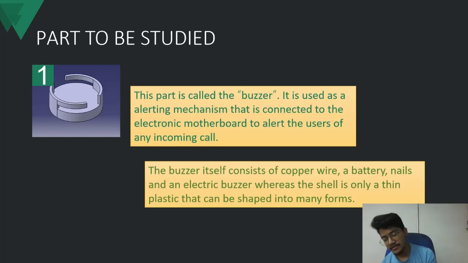So the buzzer itself consists of copper wire, a battery, nails, and an electric buzzer, whereas the shell is only a thin plastic that can be shaped into many forms. So the part has many common parts that are most commonly found throughout the world, and the outer shell is easy to produce with a process that I will explain later.